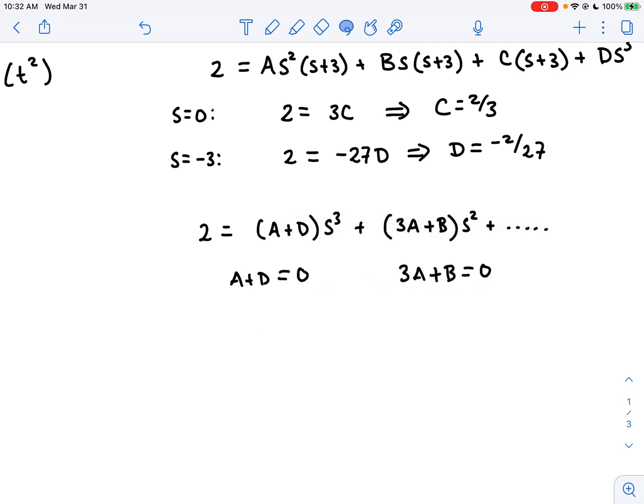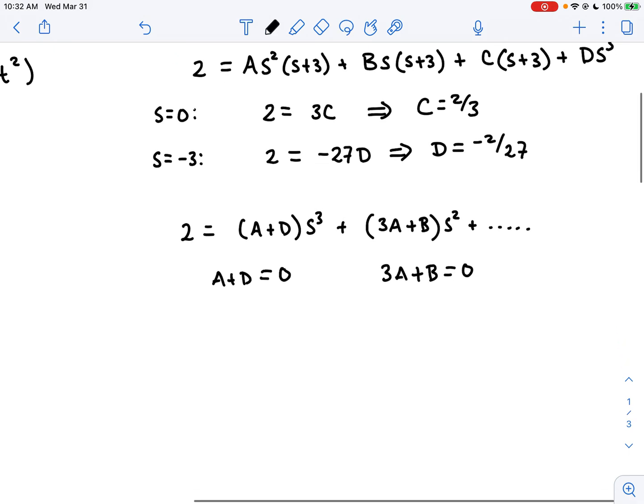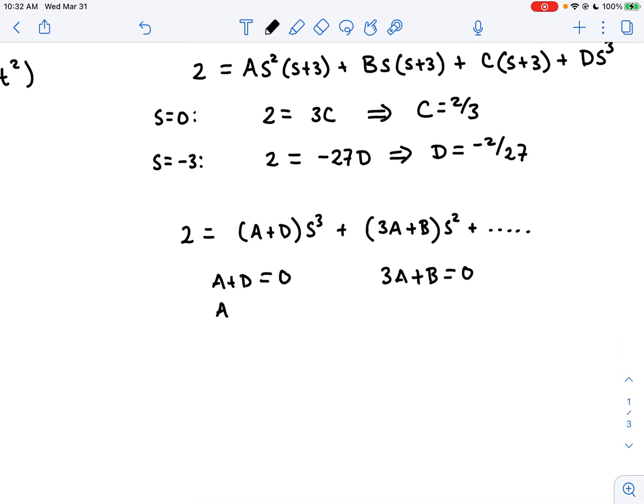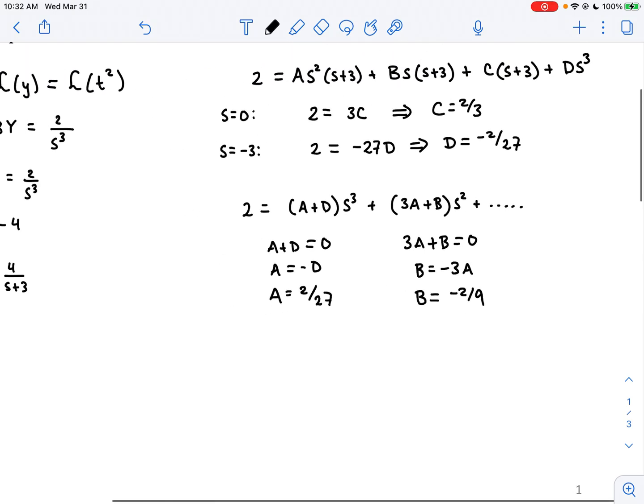Now, we can finish out and figure out what a and b are because I know what c and d are. So this first equation will allow me to find a. We know that d is negative 2/27. So we know that a has to be the opposite of d. So in other words, a has to be positive 2/27. And over here, we know that b has to be equal to negative 3a. Therefore, since I just figured out what a is, multiply that by negative 3, we get negative 6/27, which simplifies to negative 2/9. And this gave me the last two unknowns.